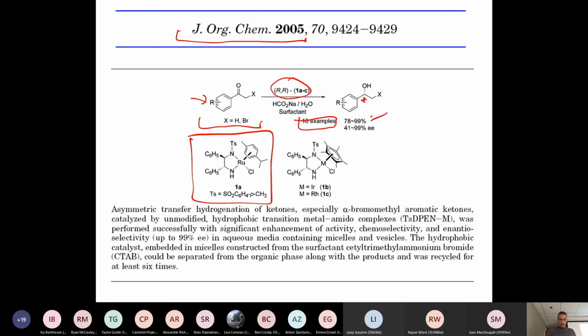The first one is the chemical yield. So the chemical yield is between 78 and 99% yield. The second one you can see is EE. So EE is enantiomeric excess, and some of those 18 examples, they were able to get 99% EE, which means basically they had greater than 99% of the desired enantiomer formed and less than 1% of the undesired one.